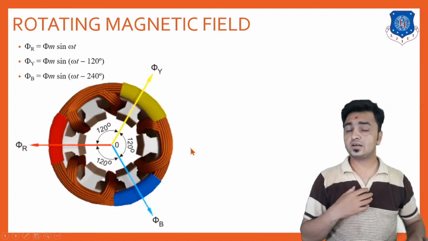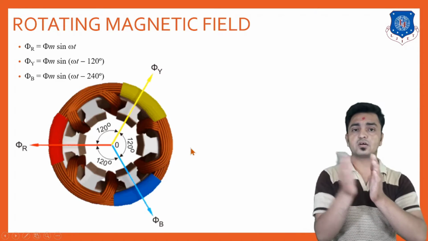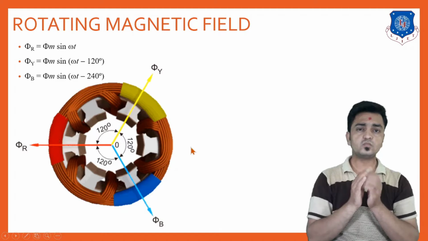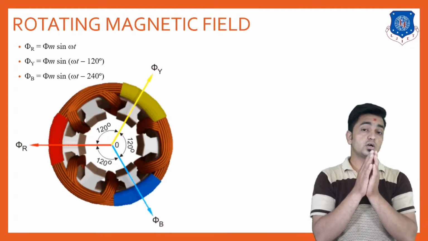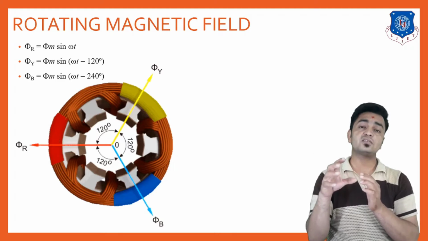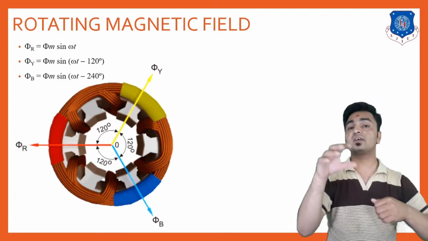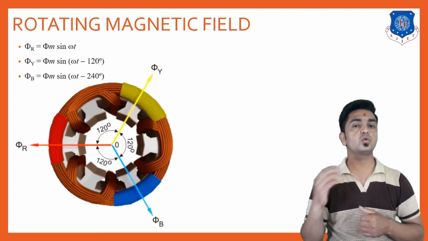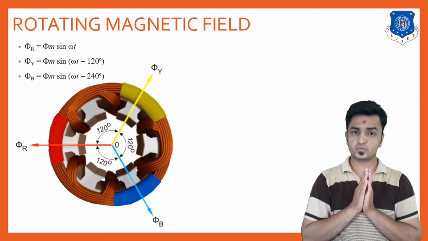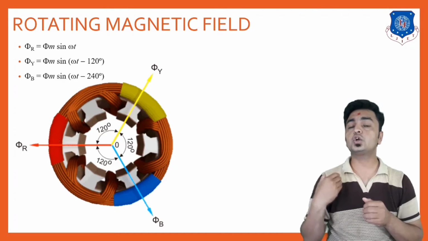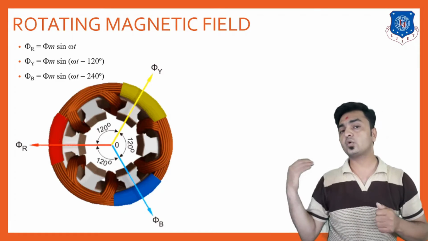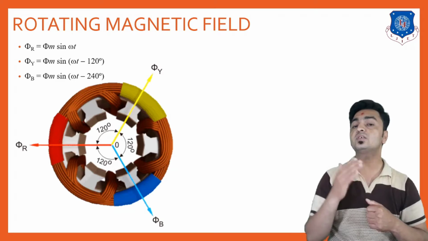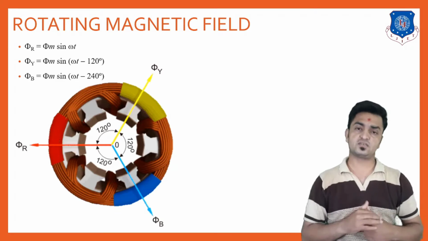So now if we clear our picture, what we have up to now is three windings, and because of that we are getting three fluxes in one stator, or in one motor. Basically here we need to find out what will be the resultant flux, the resultant of these three given fluxes.